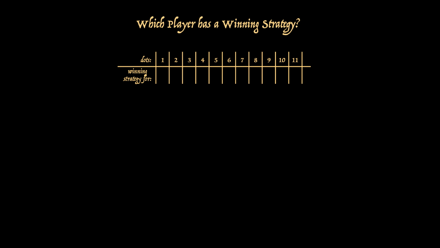Now here's a table showing the number of dots in the game, and we'll fill this in with a blue dot if the first player has a winning strategy and a red dot if the second player has a winning strategy. Now when there was 1 dot, the first player goes and the second player then wins. There's no choice. So there is definitely a winning strategy for the second player in a 1 dot Sprouts game.